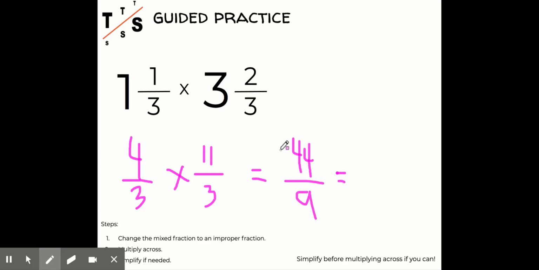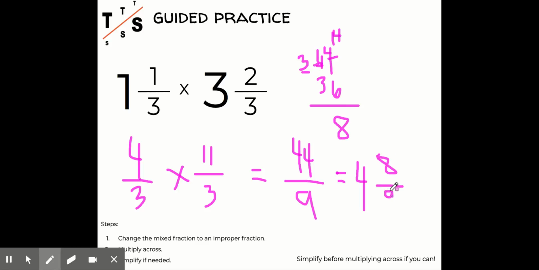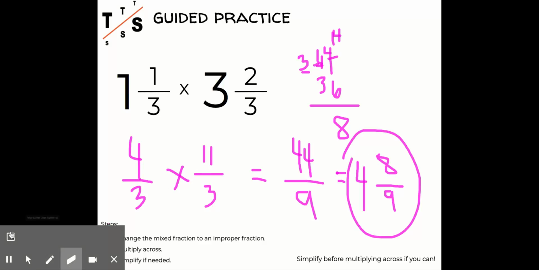9 can go into 44. Let's see, 4 times 9 is 36. 9 times 5 is 45. So it's going to go in 4 times. Now I can subtract 44 and 36. There's more on the floor, so I can go next door. This becomes a 14. 14 minus 6 is 8, which becomes my new numerator. Keep the same denominator, and I can't simplify 8/9, so my answer is 4 and 8/9.